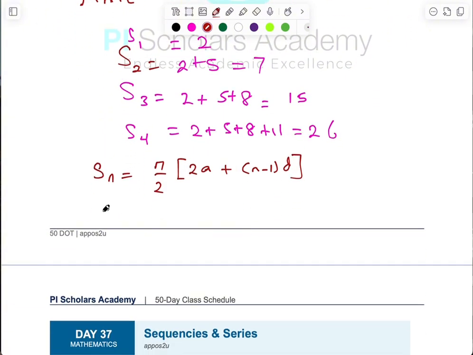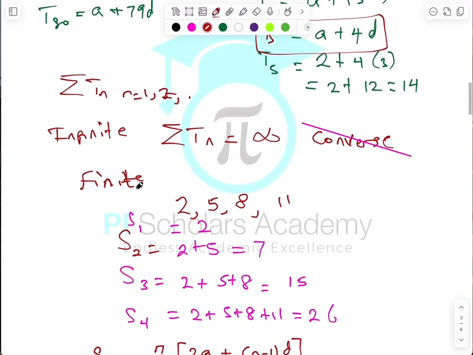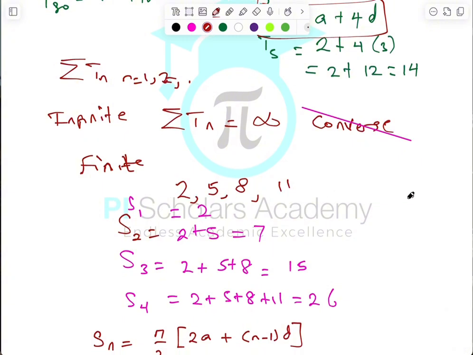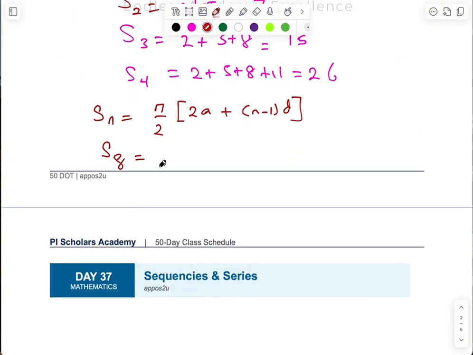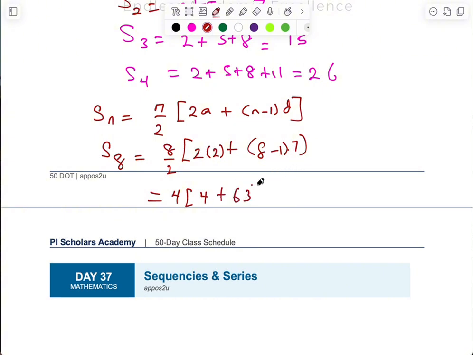So all you have to do is, if I ask you to find the sum of, let's say, 8 terms in this situation, that is, add everything from the first number, 2 plus 5 plus 8 plus 11, up to the 8th term, you just substitute 8 into this place. So you have 8 divided by 2, then you know your a already. Your a is the first term, which is 2, so that's 2 times 2, plus n is 8, 8 minus 1 multiplied by d, which is 3.